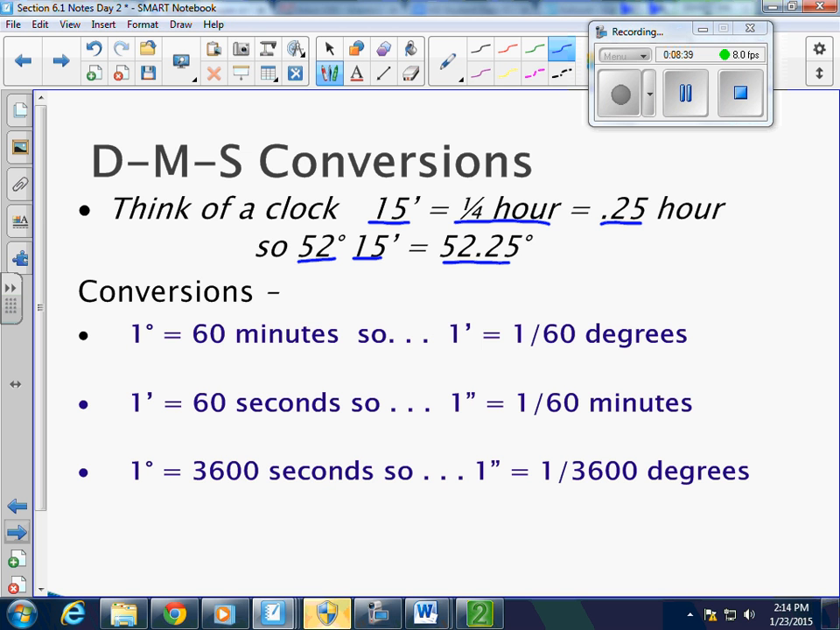1 degree is equal to 60 minutes. Just like pi was equal to 180 degrees, 1 degree is 60 minutes. 1 minute, you already know, is 60 seconds. So if we use the two of those, if I convert 1 degree in terms of seconds, 60 times 60 gets us to 3,600 seconds in 1 degree. You're kind of understanding where these conversions are coming from. That's what we're going to use to make our conversions on the next page.